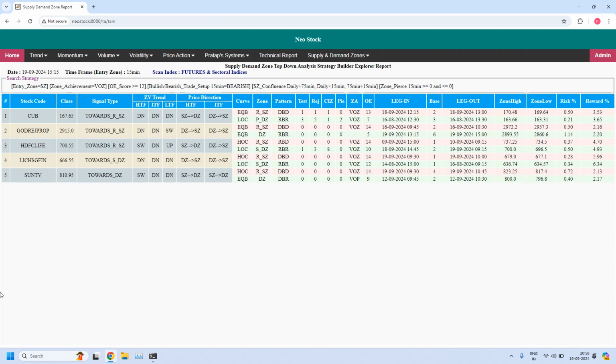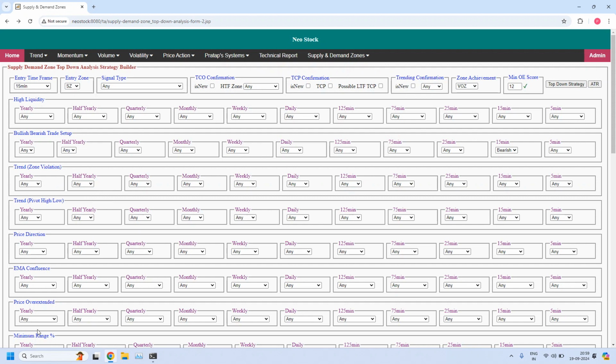5 stocks are filtered. All the 5 stocks, 15-minute zone is part of the 75-minute zone. Again, both together is part of the daily zone. That means the daily zone, everything is there. And if the daily zone is any downtrend related stocks, 3 stocks are there. If any of those 3 stocks are having daily EMA confluence, again it is a high probability setup. So let me verify.